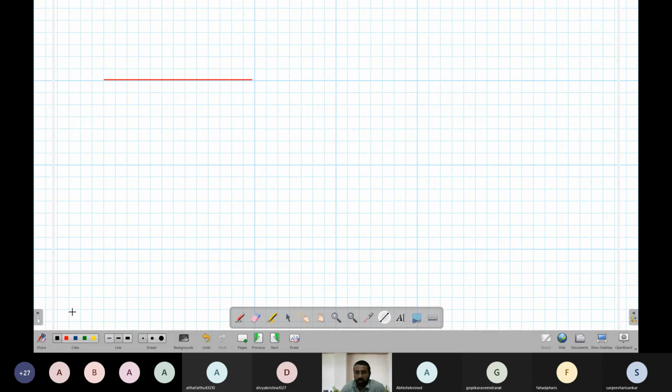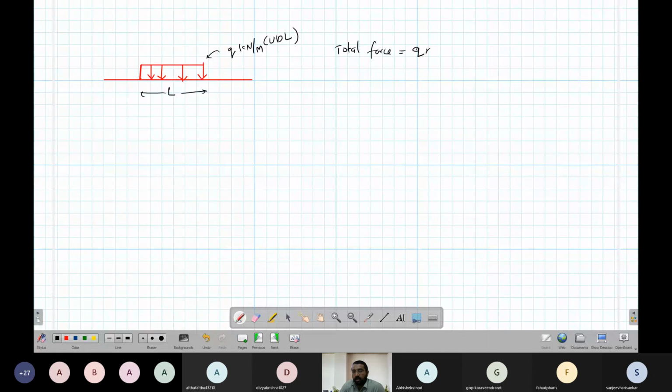So there is another representation also. UDL is also represented like this. Okay, so this is my length, and this is my Q. So total load, or total force, is Q times the length.